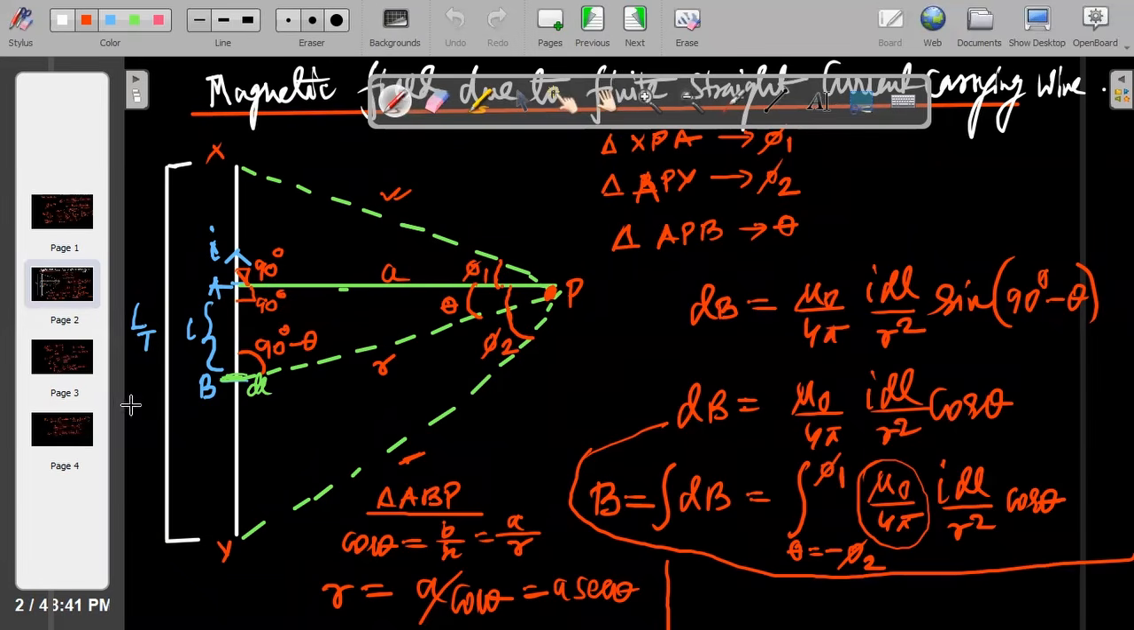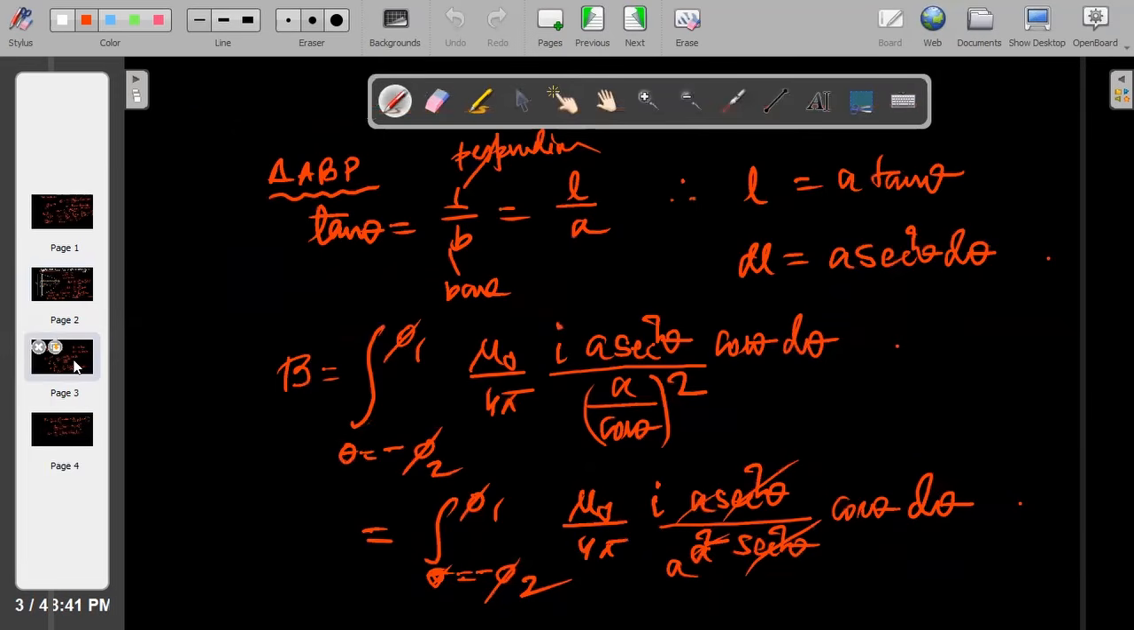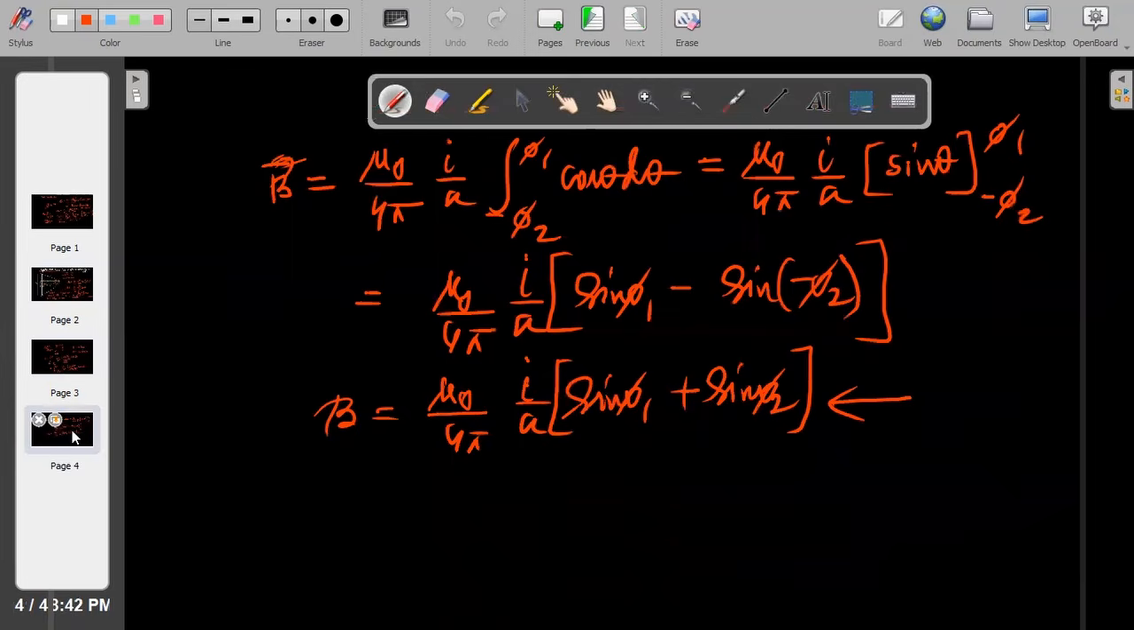From there, if you just do trivial geometry, just consider this triangle and all, you will get tan of theta. And since theta is varying, r is also varying, we need to form an expression for r in terms of theta. So from there, we are getting all the expressions, right? Finally, we will get the magnetic field where mu naught by 4 pi, I, and A, all these terms are constant. Only these phi 1 and phi 2 angles are changing, and we are getting it in terms of sine of phi 1 and sine of phi 2.